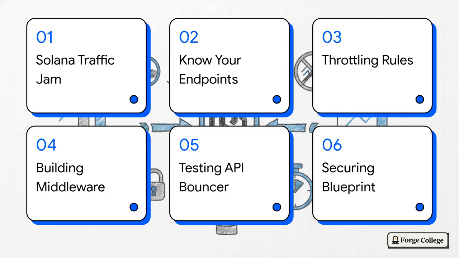Okay, let's take a quick look at the schematic for today. We'll be hitting 1. The Solana traffic jam. 2. Know your API endpoints. 3. Designing the throttling rules. 4. Building the middleware. 5. Testing your API bouncer. And finally, 6. Securing the blueprint. Let's dive right in.